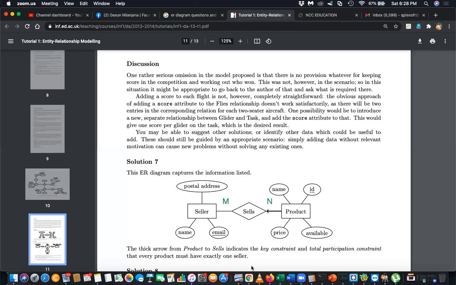So why is this arrow there? The thick arrow from product to sales indicates the key constraint and the total participation constraint, that every product must have exactly one seller. It's given, right? Every product must have exactly one seller, the total participation. So my cardinality is wrong again, because with this assumption this should be 1 by N. So if you mention the cardinality, optionality.